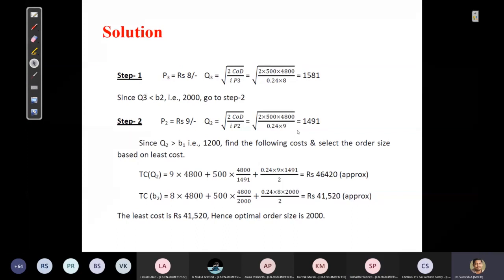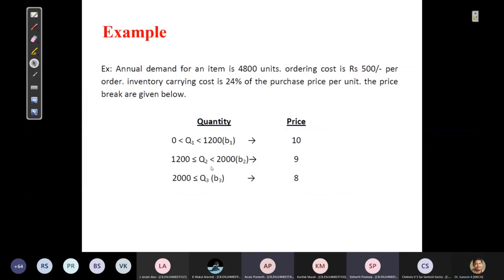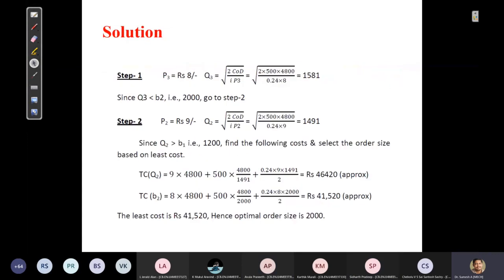So when it is falling under the line, which two do I have to compare? The second and third. Okay, so 1491 is compared and 2000 is also compared. So 1491 is my EOQ that I am getting here, and that EOQ is compared with the next highest stage.